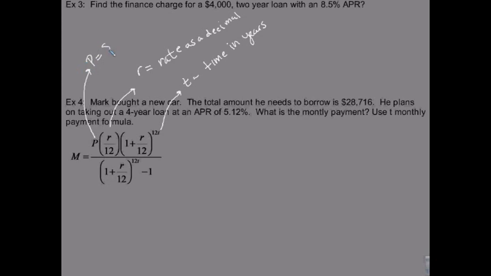P is the amount borrowed, so the total amount that you're borrowing. And this calculates how much your payment will be for each month. Okay, so now that I've written all over our problem and made it hard to read, here's our P. That's the total amount being borrowed, $28,716.